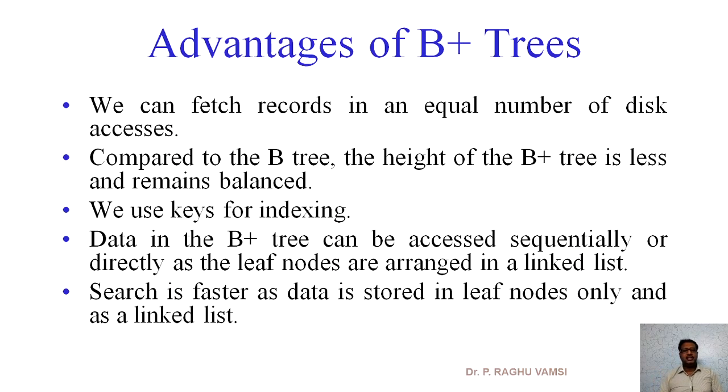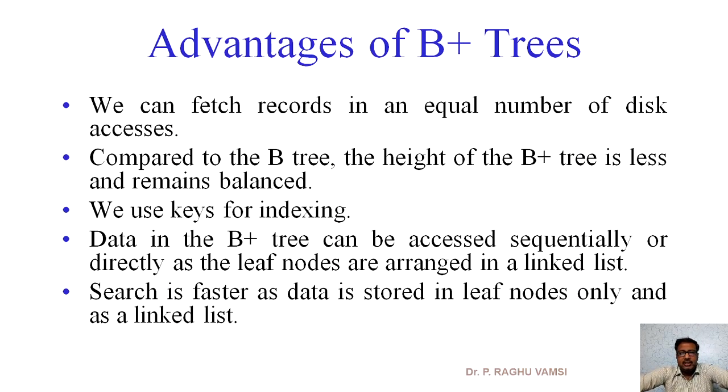We use keys for indexing. Whenever the keys are used, it is very fast for searching. The reason is that the keys stored in the B plus tree are in sorted order. That is the reason it is very fast for searching.